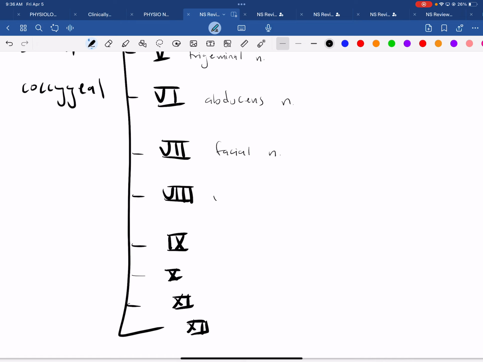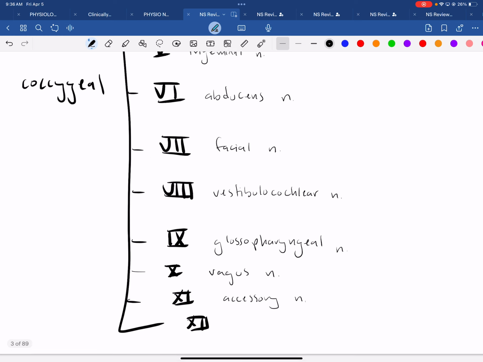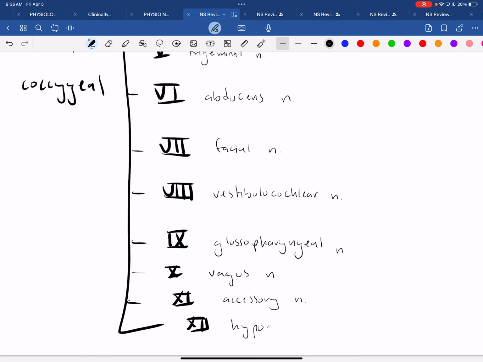8? Vestibulocochlear, good. 9? Glossopharyngeal. 10? Vagus. 11? 12. Good.